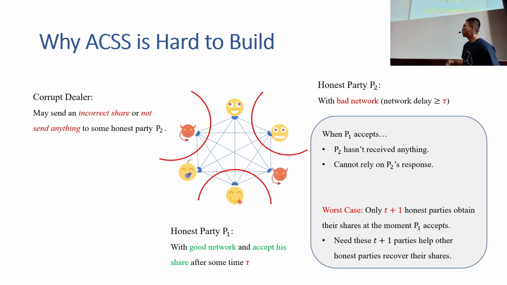But due to this delay, we cannot rely on any response from P2. So in the worst case, we can only hope that T+1 honest parties obtain their shares when they think that the sharing procedure succeeds. And we need to rely on these T+1 honest parties to recover the shares of the rest of the T honest parties.